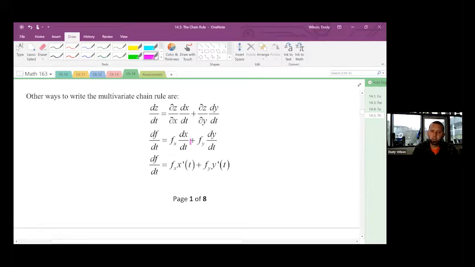Other ways to write the multivariate chain rule are dz dt equals the partial of z with respect to x times dx dt plus the partial of z with respect to y times dy dt, or the partial of f with respect to t equals the partial of f with respect to x times dx dt plus the partial of f with respect to y times dy dt, or df dt, the derivative of f with respect to t, equals the partial of f with respect to x times x prime of t plus the partial of f with respect to y times dy dt.